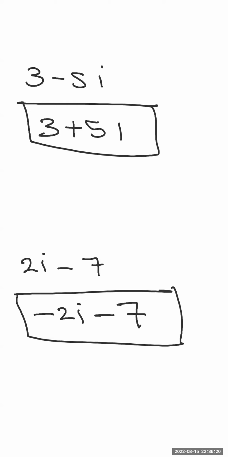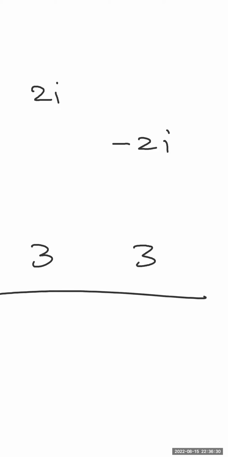So if the number is 2i, the conjugate is negative 2i. If the number is 3, the conjugate is 3. Correct? So real part, we keep the sign. But imaginary part, it changes the sign. Okay, guys? Any questions? No. Okay, great.